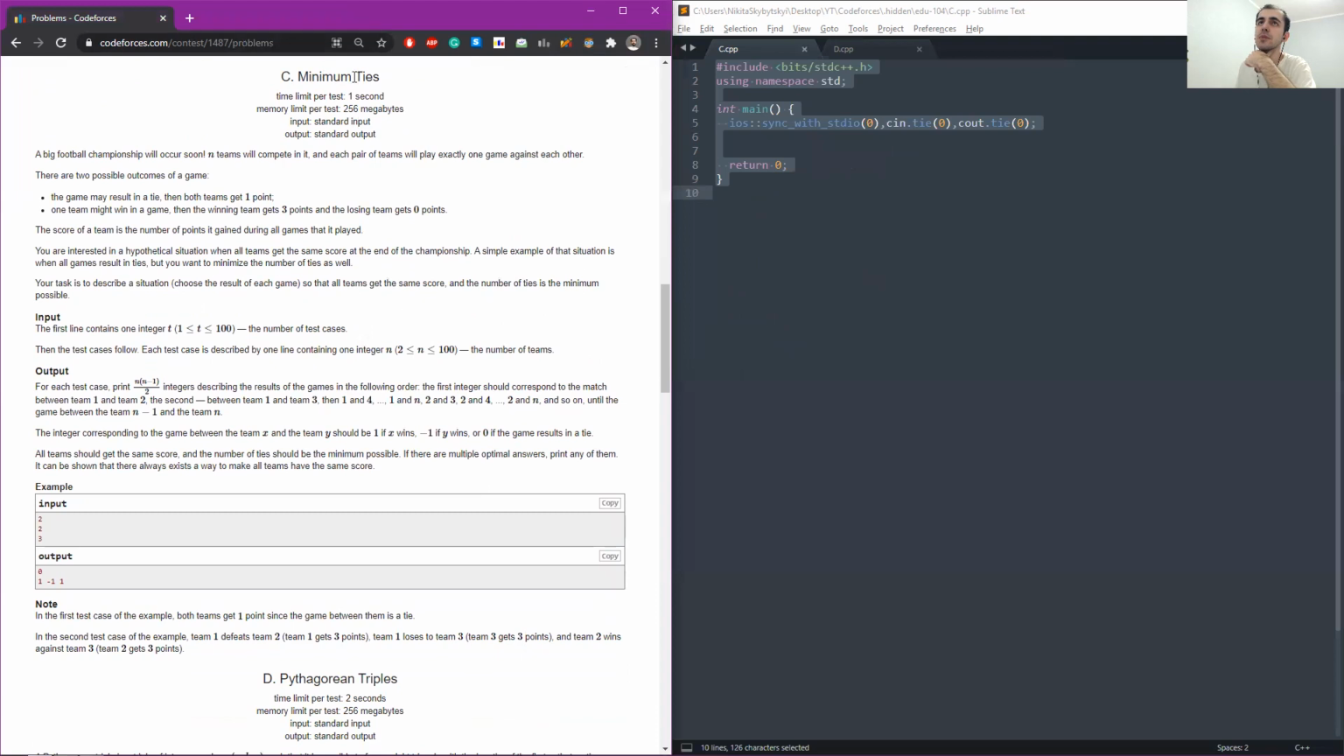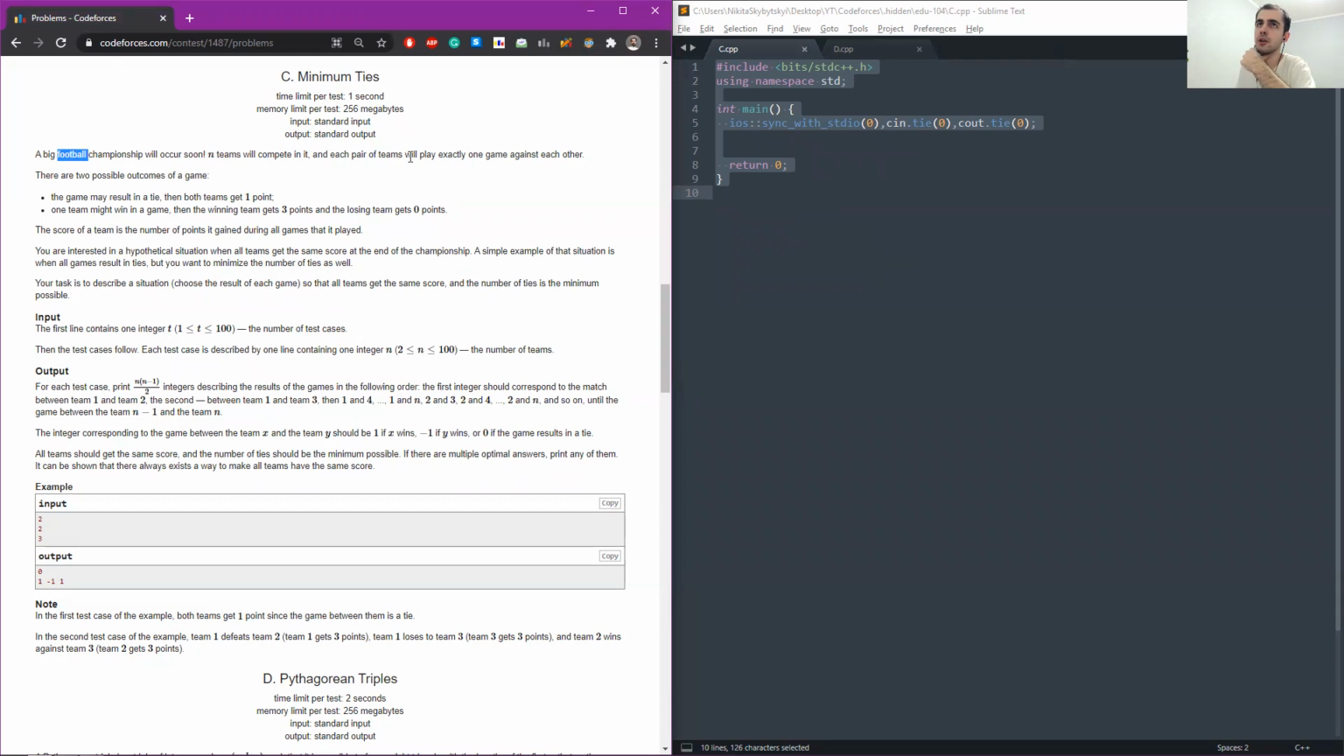So problem C, minimum ties. Big football championship will occur soon. Cool. Will it actually? Do they have some sort of world championship? I'm not sure. Maybe year 2022. I don't know. And teams will compete in it, or maybe they mean football, not soccer, but American football. I don't know.